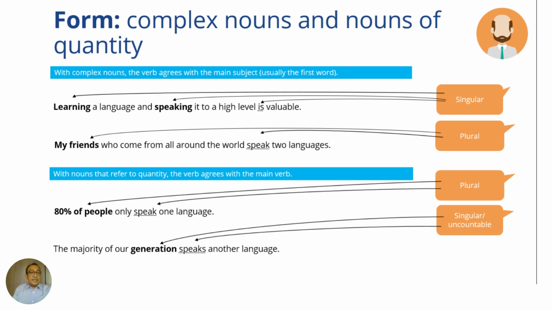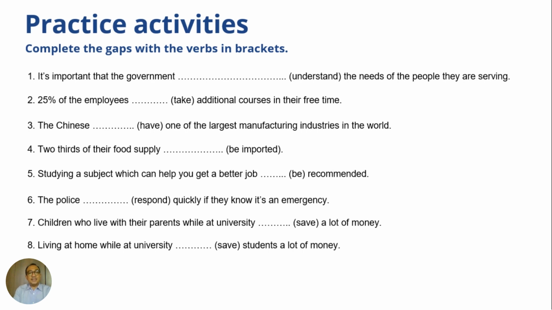How do we know about your understanding now? Ready to do the exercises? Okay? See this now. What comes into your mind when you are looking at the eight sentences here on screen right now? You need to fill the gaps. It is important that the government understands. 20% of the employees take or takes. The Chinese here has or have. 2/3 of their food supply here is imported or are imported. Studying a subject which can help you get a better job is recommended or are recommended. The police respond or responds. Children who live with their parents while at university safe. And living at home while at university safe or saves.